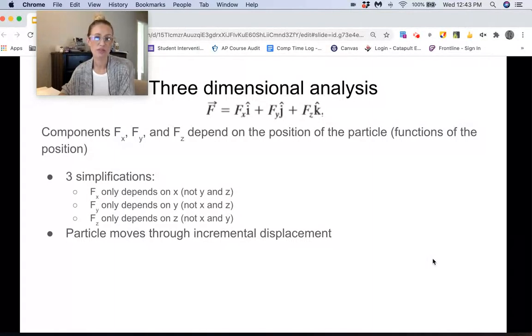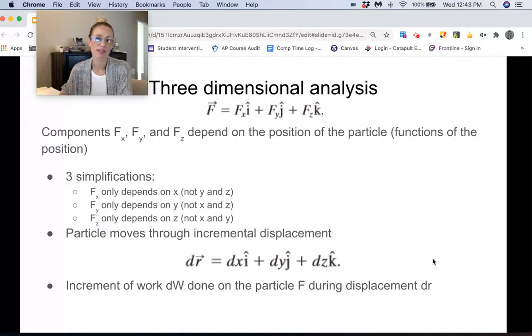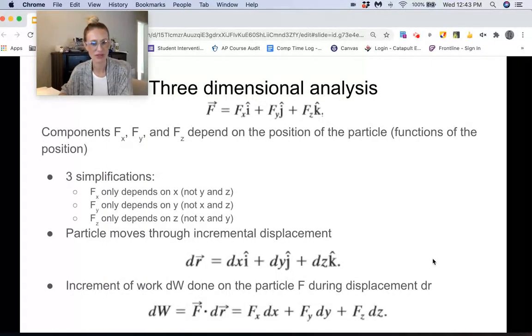The particle moves through this incremental displacement, dr equals dx i hat plus dy j hat plus dz k hat, and the incremental work dW is done on the particle by the force F during displacement dr. So here's our incremental work done. That's equal to the force dotted with that incremental displacement. This is all just a fancy way of saying that if you have a function in the x, y, z direction of force as it changes with position, you're just going to do the same thing. You're going to take the integral in order to find work.